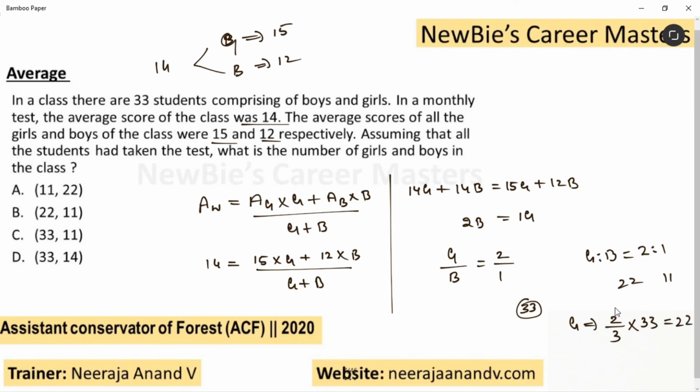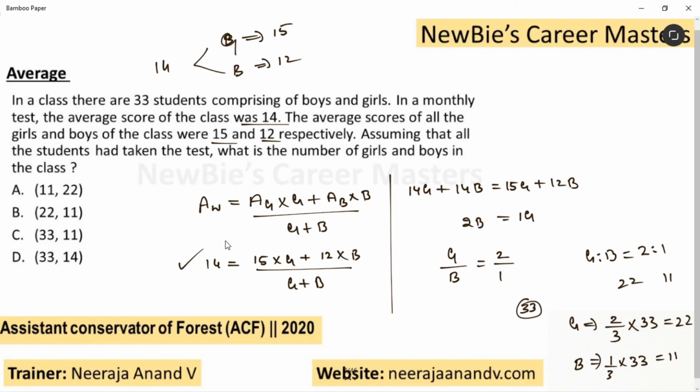Ma'am, why are you taking this as 2 out of 3? Very simple. See, take the total of this as 3. If the total is 3, 2 are girls and 1 is a boy. If 3 students are there, 2 are girls, and if 33 are there, how many? That's it. Then the number of boys is equal to 1 by 3 into 33. We get 11. I hope this technique is clear. This is the weighted average technique. This formula is more than enough to solve these types of questions.